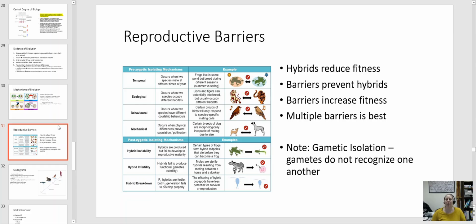Postzygotic is hybrid inviability. The babies die. If your babies die, you have no fitness. Hybrids reduce fitness, okay? Inviability or increased mortality. Basically, the babies die, okay? Hybrid infertility or hybrid sterility is when those hybrids cannot reproduce themselves. They don't have the ability to produce gametes.